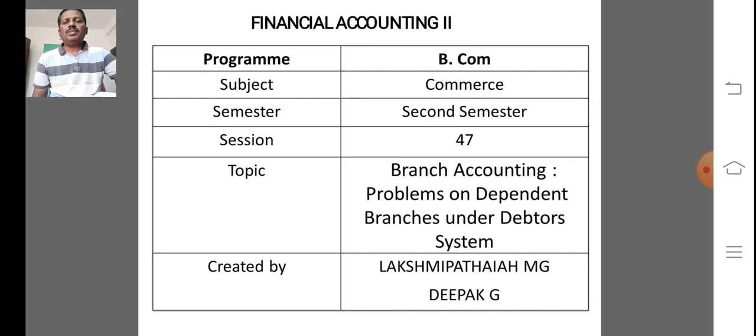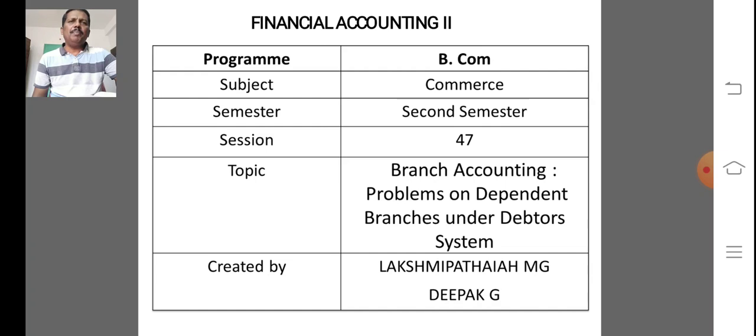So in the books of head office, we prepare a branch account: debit the opening assets, credit the opening liabilities, debit goods sent to branch account, credit by bank account, that is amount remitted to head office, debit the bank account, that is expenses met by the head office, credit goods sent to branch account, that is returned to head office from branch, debit the closing liabilities and credit the closing assets.